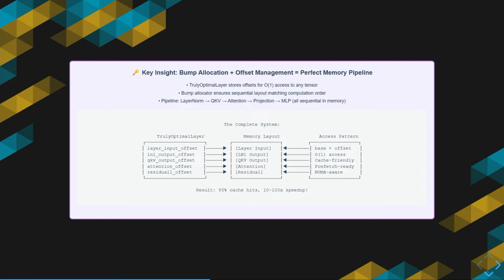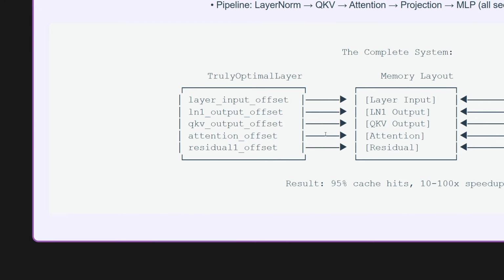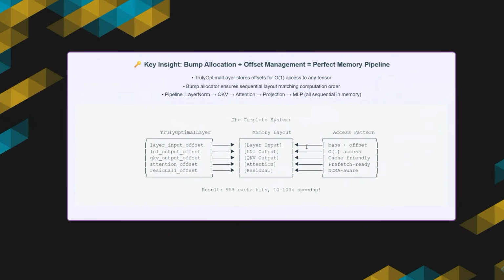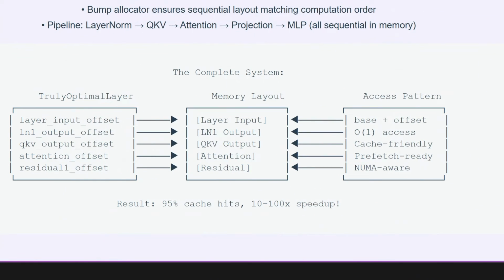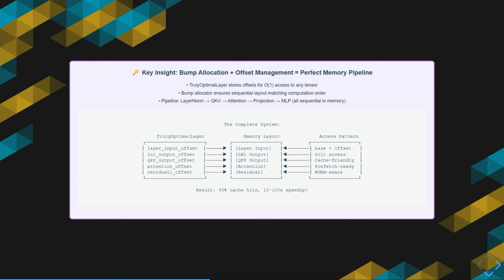And our truly optimized struct, which we'll look at next, uses offsets instead of pointers, for instance, which is an O(1) access to any tensor. Then the bump allocator ensures that our memory layout perfectly matches the computation order. And this diagram shows it all. The struct on the left maps directly to a sequential memory layout, and in the middle we see the perfect memory layout, which enables a perfectly cache-friendly and prefetch-ready access pattern that results in massive speedups. And that's all we're trying to do. We're just organizing memory cleanly. It's nothing more complicated than that. I mean, it is complicated, but there's a simple solution to it.